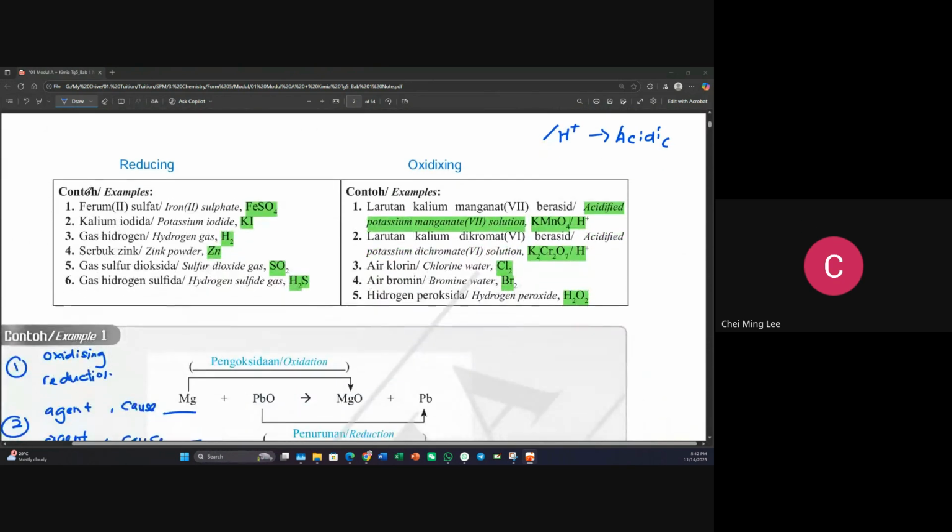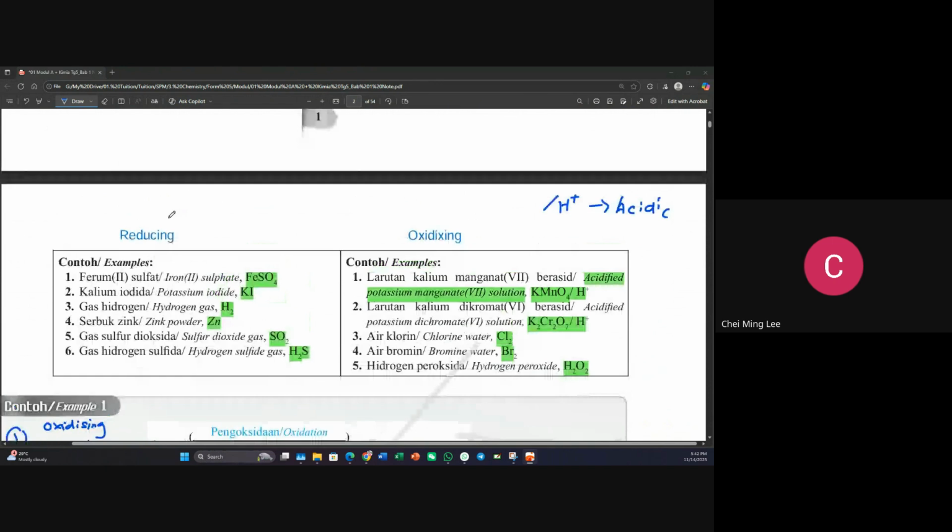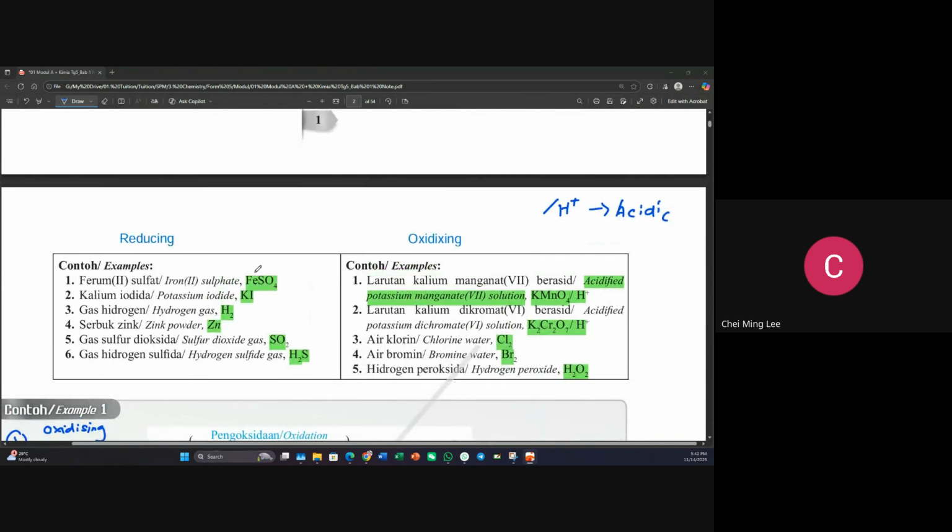Now for reducing agent, some examples we have are iron 2 sulfate, potassium iodide, hydrogen gas, zinc powder, sulfur dioxide gas, and hydrogen sulfide gas. Okay. And for oxidizing agent, we have acidified potassium manganate solution.